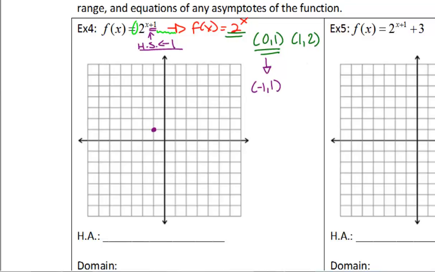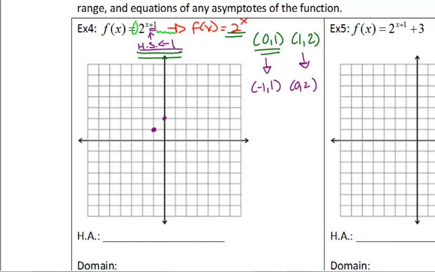Let's look at the point 1, 2. The point 1, 2 was right here. Well, according to my shift for this function, I needed to move this point left 1 unit. So 1, 2 becomes 0, 2. Those two are the two new points for my graph.